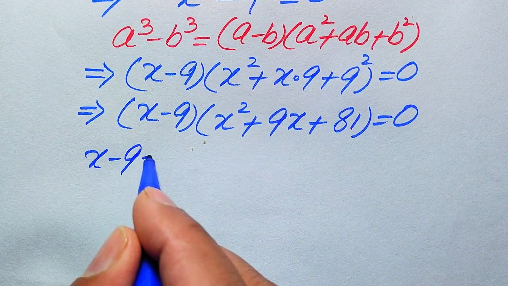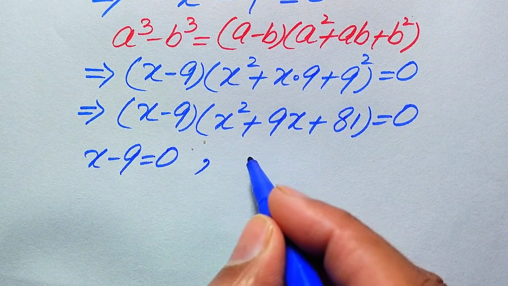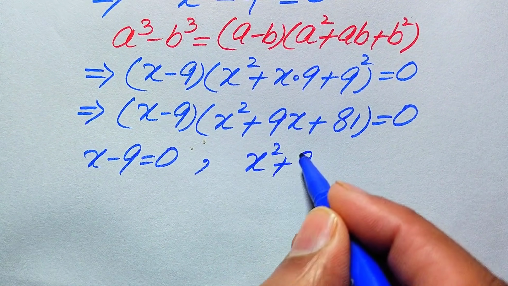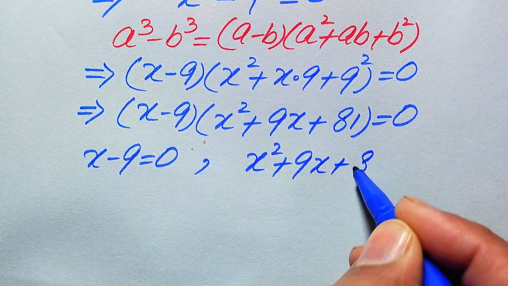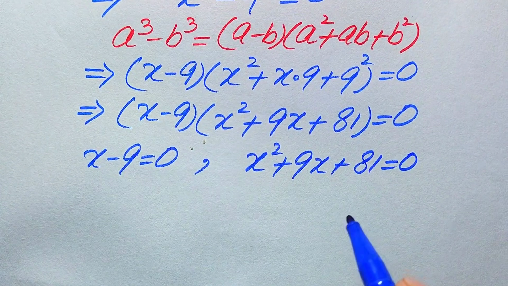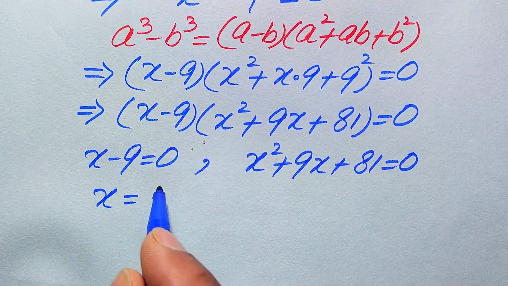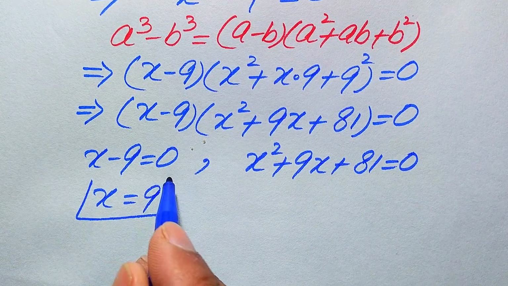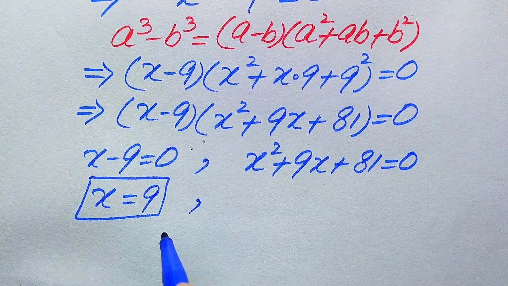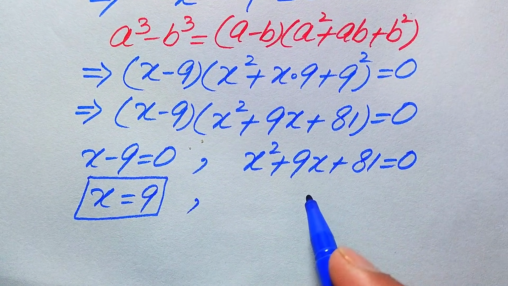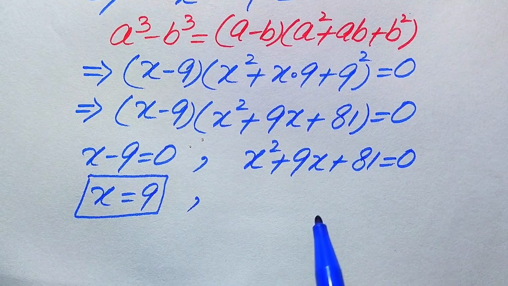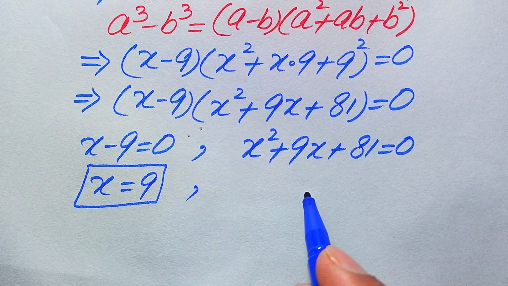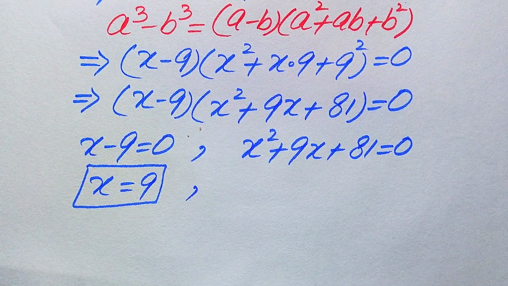And now we divide this equation into two cases. The first case is we write x minus 9 equals 0, and the second case is we write x squared plus 9x plus 81 equals 0. From here we easily get the value of x is equal to 9. This is the first real root of the given equation, and from here we need to find the other roots. So this is the quadratic equation, and here we use the quadratic formula to solve this quadratic equation.